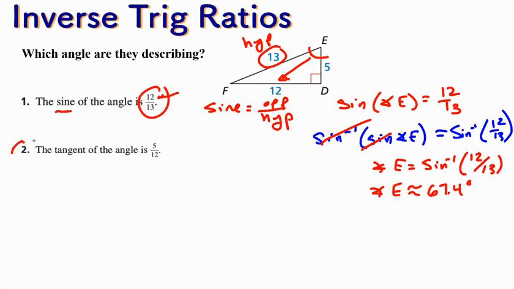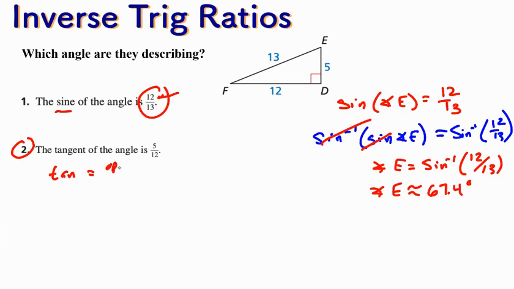So which angle are they talking about in problem 2? Let's clear some of this ink out of the way. Well, tangent is opposite over adjacent. Again, we want the angle that is opposite for 5. Well, opposite of 5 is angle F, and adjacent to angle F is 12, so 5/12 makes sense. We should say that angle F is the angle being described.